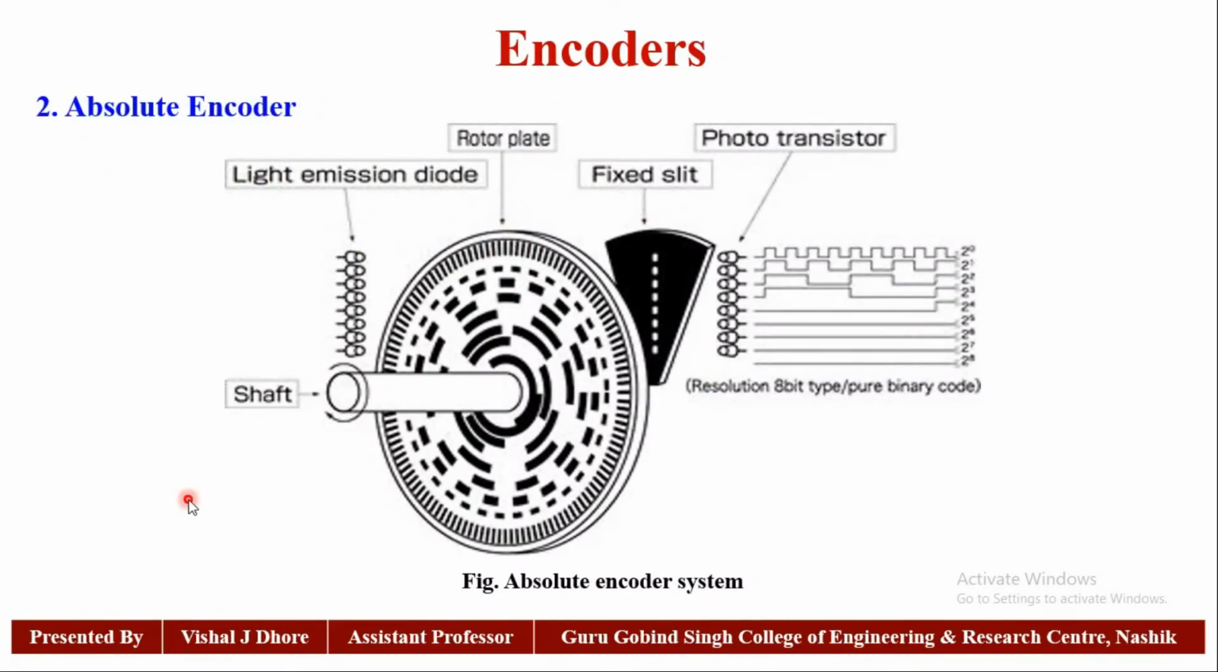Now next is absolute encoder. Now this is the setup diagram of absolute encoders. This encoder has a disk with a number of slots placed on the face of the disk. This disk is mounted on a shaft. On one side there are light emitting diodes, and these light rays are transmitted through those particular slots and received on the other side by photo transistors, and between them there is a fixed slit.